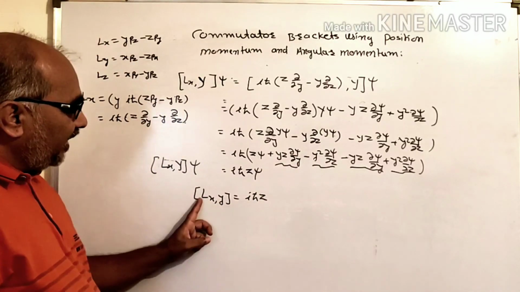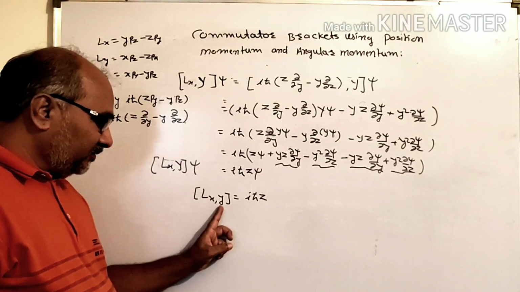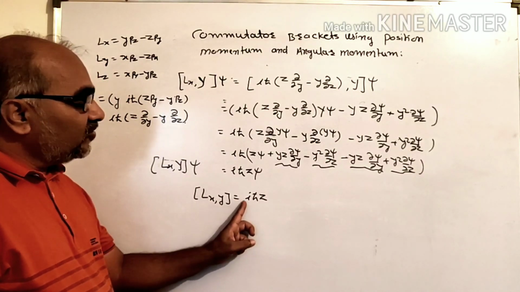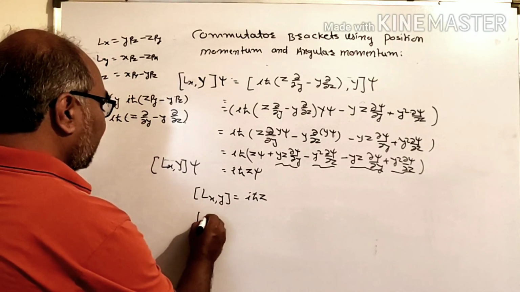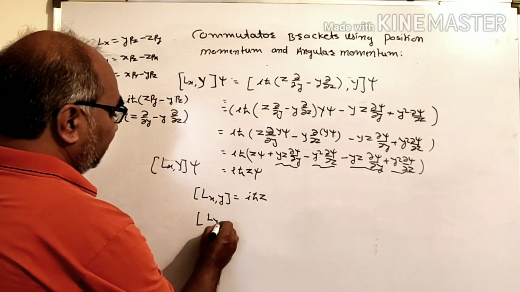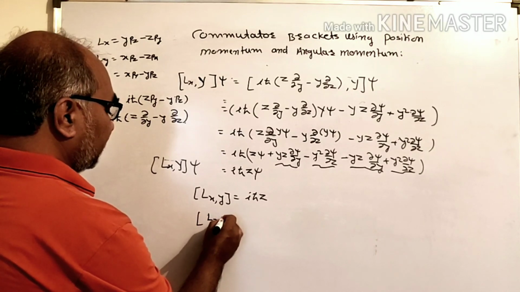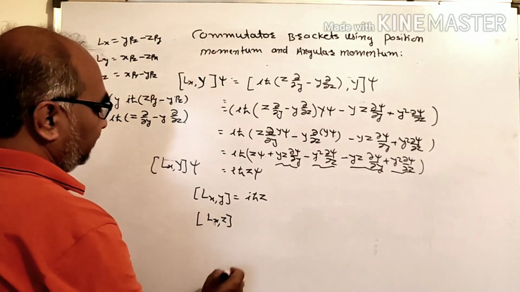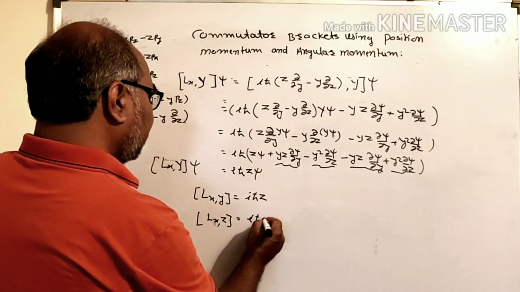Similarly, the commutator of Lx with z is equal to minus i h cross y.